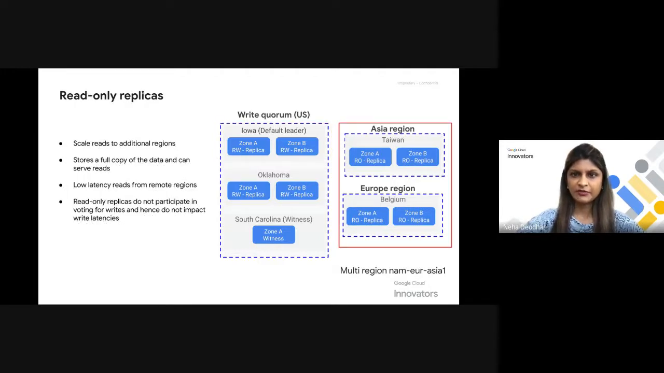Spanner's multi-region configurations also support additional read-only replica regions. These regions help you scale your application by keeping a copy of your data close to your users and providing low latency reads. Since read-only replicas do not participate in voting for writes, they don't impact your write latencies.